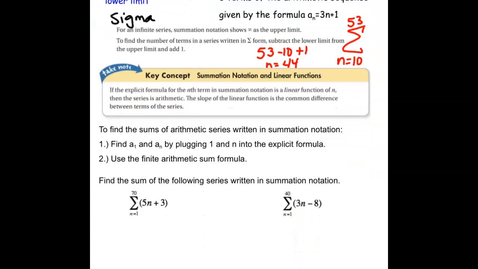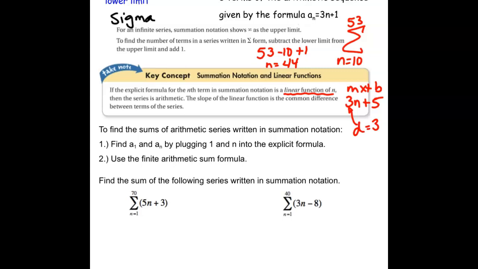If the explicit formula for the nth term in summation notation is a linear function of n, so remember, think of that mx plus b kind of format. All right, but in this case, instead of x, we'd have an n. So things like 3n plus 5, right? That would be a linear function in n. If you have that kind of an explicit formula, it means your sequence is arithmetic. The slope of the linear function is our common difference. So in this case, we would know that our common difference here is that 3.